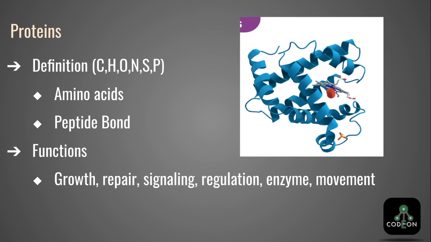Next, we have proteins. Proteins are extremely important. They have a lot of functions. The main elements that you'll find in proteins, I have a good way to memorize it. Just remember CHONSP: carbon, hydrogen, oxygen, nitrogen, sulfur, and phosphorus. My bad, not phosphate, phosphorus. And we have the building blocks, as we know, as amino acids.